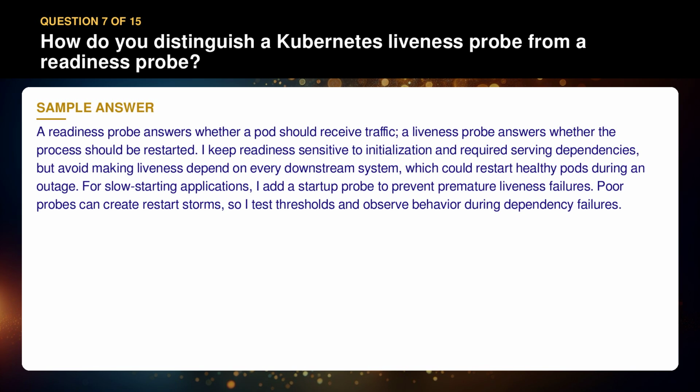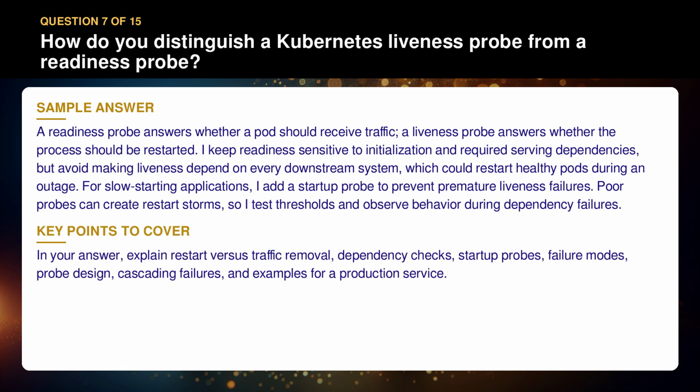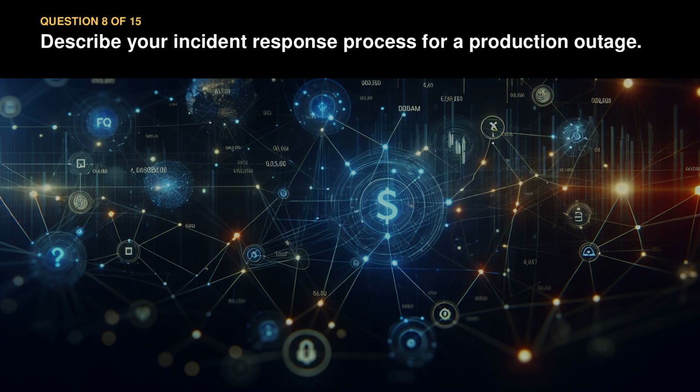For slow starting applications, I add a startup probe to prevent premature liveness failures. Poor probes can create restart storms, so I test thresholds and observe behavior during dependency failures. In your answer, explain restart versus traffic removal, dependency checks, startup probes, failure modes, probe design, cascading failures, and examples for a production service.